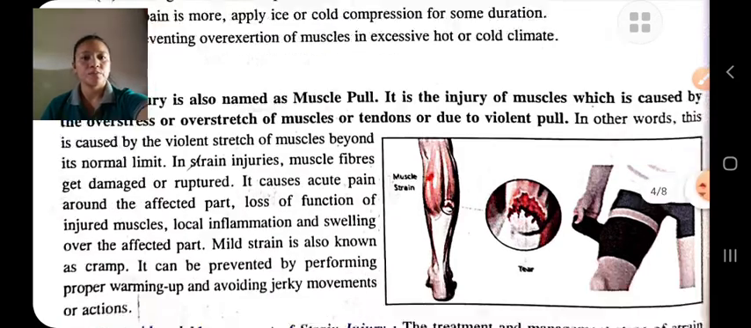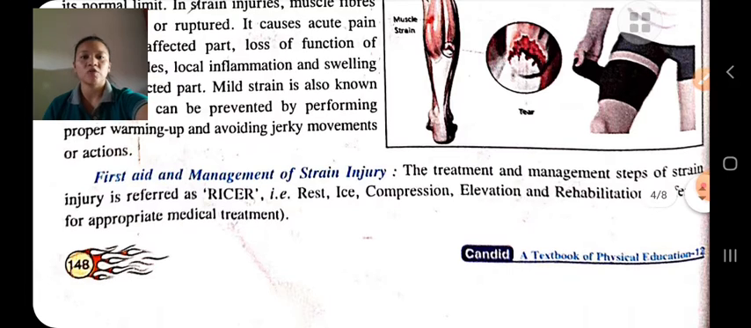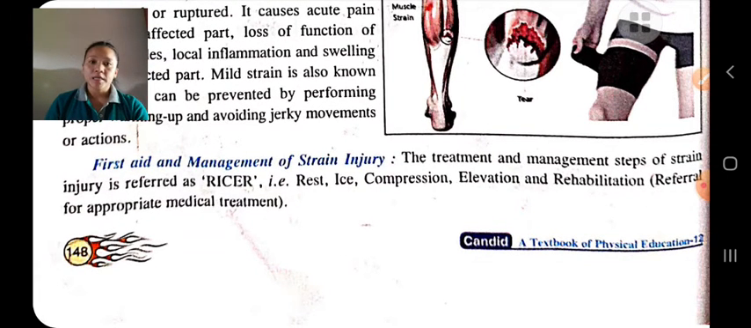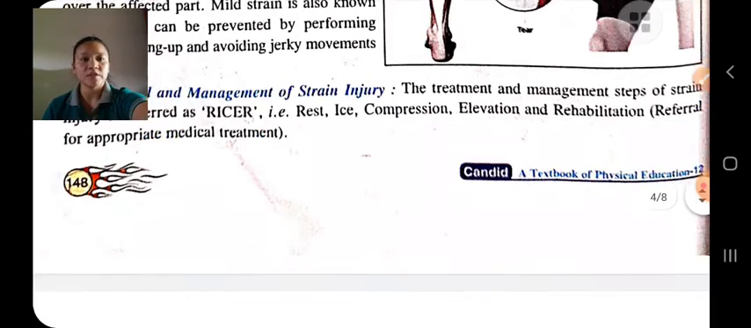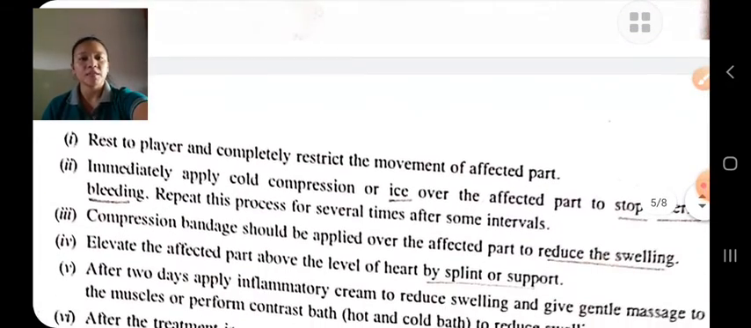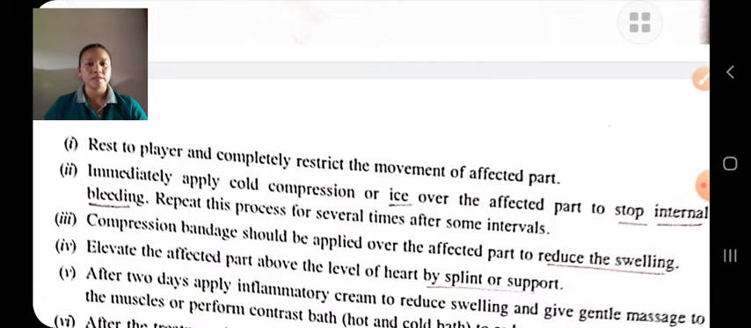Management technique, first aid and management technique of strain. The treatment is rest, ice, compression, elevation, and rehabilitation. The first step is rest, complete rest. Give complete rest to the place, restrict the movement of the affected part, no movement. After that, use ice. Immediately apply ice over the affected part. It helps to stop internal bleeding.